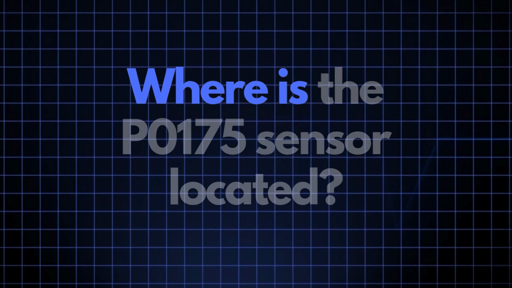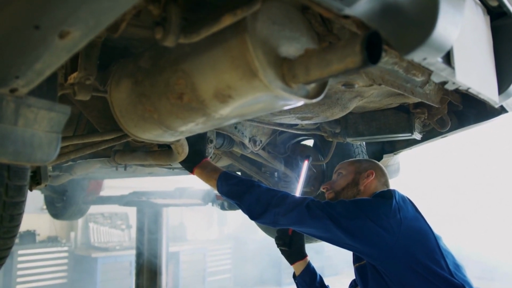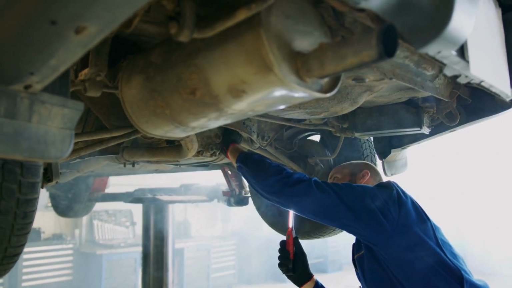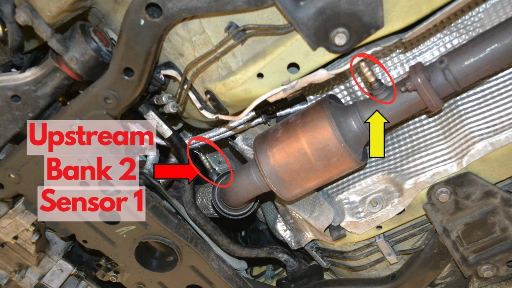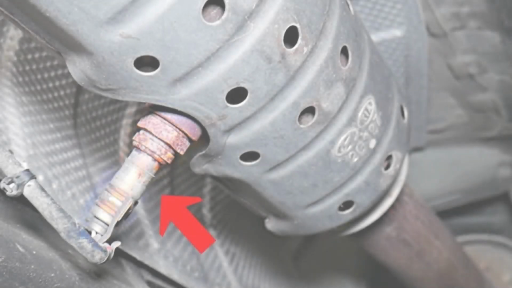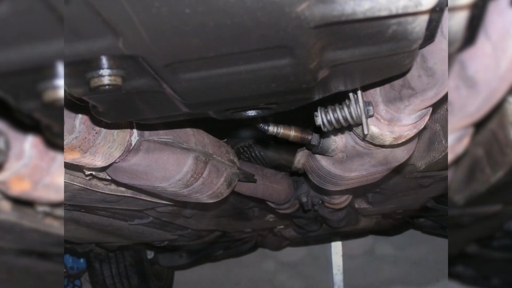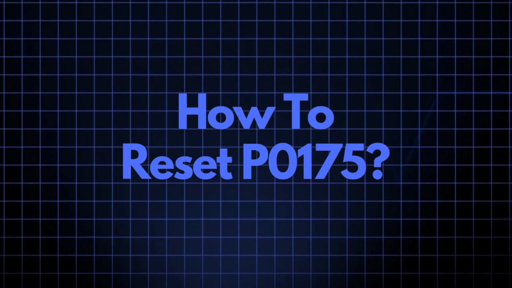Now, where exactly is the P0175 sensor located? The P0175 sensor, also known as the oxygen sensor or air-fuel ratio sensor, is generally located in the exhaust system, upstream of the catalytic converter on Bank 2. This sensor position can vary slightly depending on your vehicle's make and model, but it's usually found near the exhaust manifold. Now that we understand what P0175 means and where the sensor is located, let's cover how to reset it.